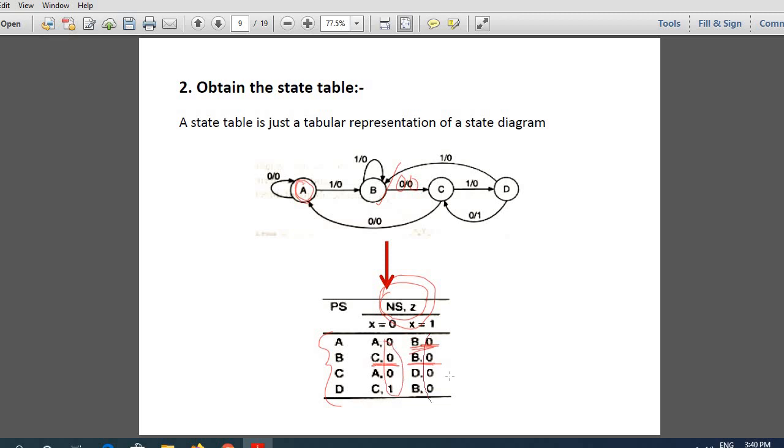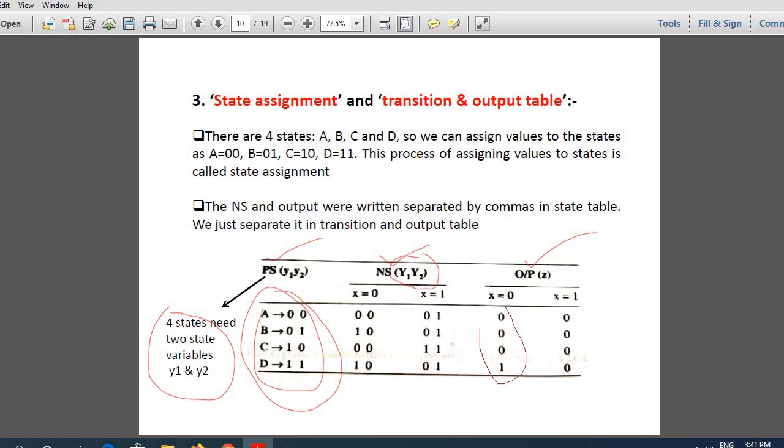This one: 0, 0, 0, 1, 0, 0, 0, 0. So this will be separated and A, B, C, D values will be assigned. So you always remember that you have 4 states, so they need to be represented by 2 state variables. If your states were just 2, you would need only 1 state variable, small y. But if you have 4 states, you need at least 2 state variables to represent them. 2 raised to 2 is 4. So you need state variables y1, y2.